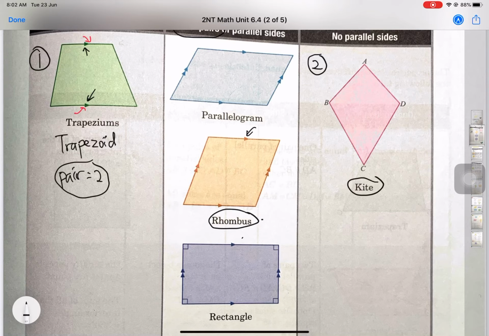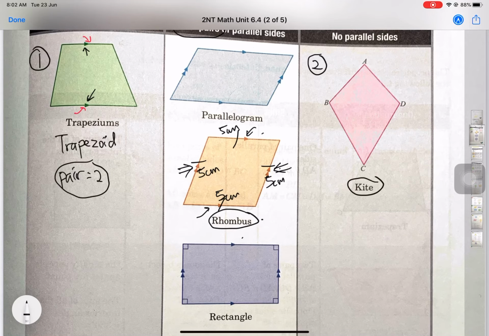We have 2 pairs of parallel sides. These 2 sides are parallel to each other, top and bottom, left and right. But the special thing about rhombus is it is a special kind of parallelogram, all the four sides are equal. Which means that if let's say one side over here is 5 cm, this side is also 5 cm, this side is also 5 cm, and the other side is also 5 cm.